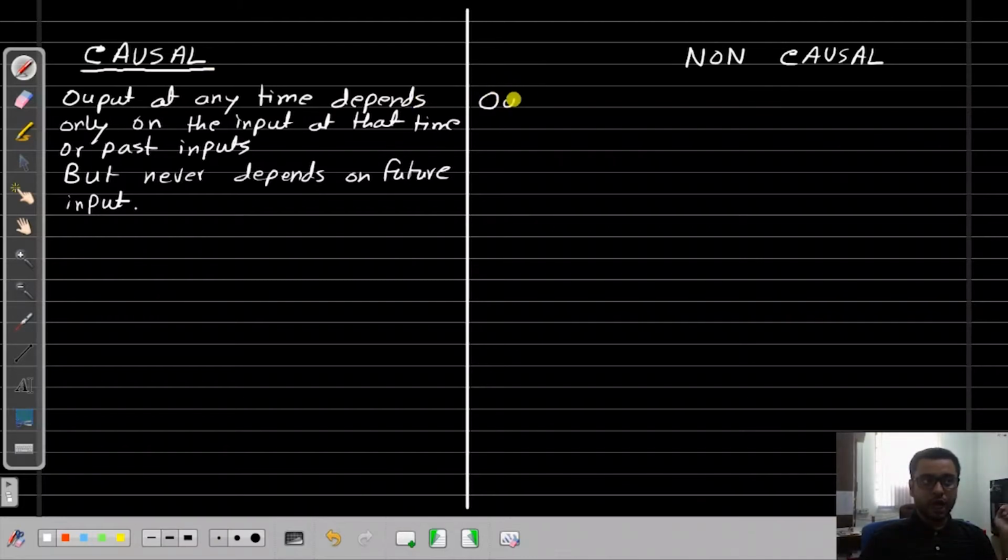However, if the output depends on the future input, then we call that system a non-causal system. Let us see some examples.